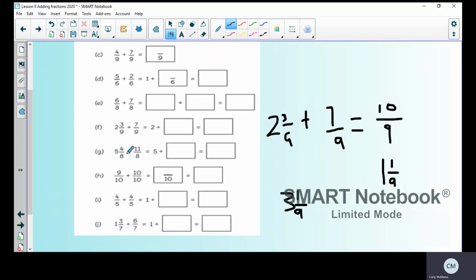Don't worry if you struggle on F, G, H up to J, because they're a bit more tricky, but at least try and do up to E.